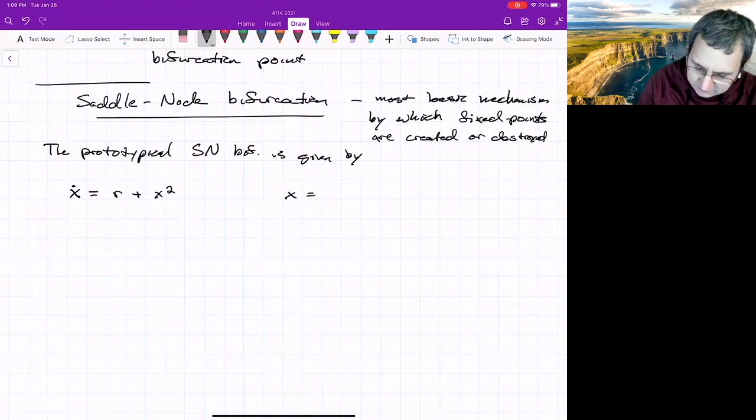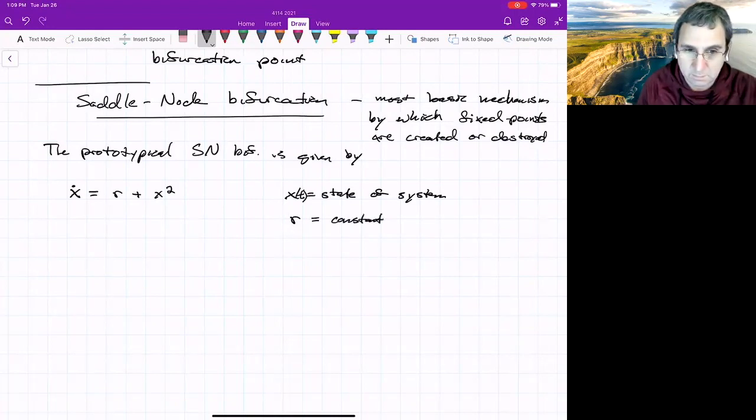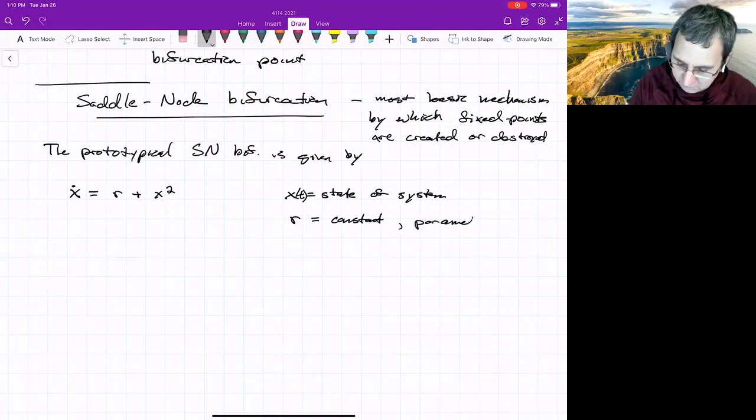x is, in this case, the state of the system. We imagine that that state is changing with time. r, in this case, is constant, meaning for any given instantiation of the dynamics, r would be constant. It's not changing with time. And so that gets called a parameter.